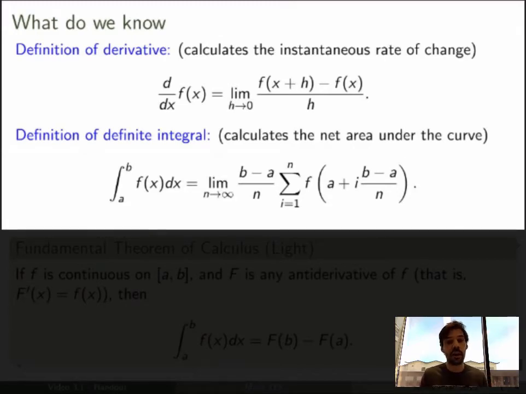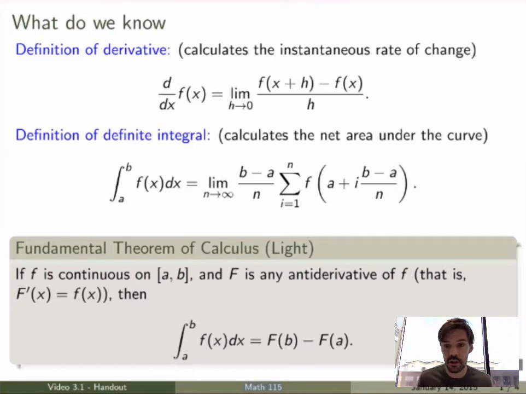Alright, and then I've already introduced what I call the fundamental theorem of calculus light, which was the statement that if you pick any function which is continuous over an interval, and any antiderivative capital F of the function, so this is a function capital F such that its derivative gives you back the original function, then the definite integral of the function f of x is equal to the difference in the antiderivative at the endpoints of my integral.